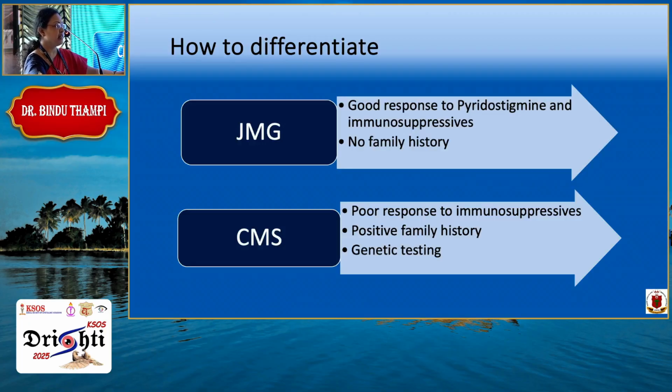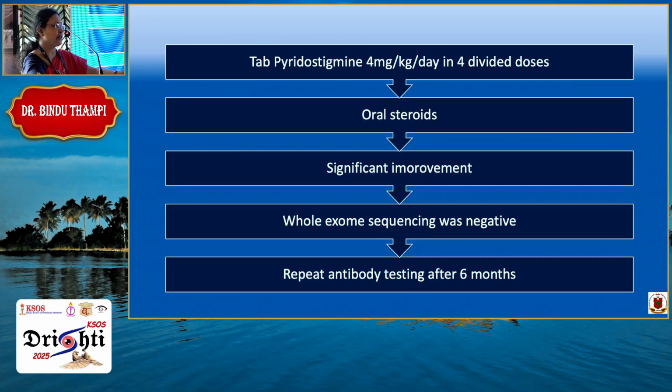So we can differentiate the two by a positive, good response to pyridostigmine and immunosuppressives in juvenile myasthenia, whereas the response will be poor in congenital myasthenia, and there will be a positive family history. So for our child, we started pyridostigmine along with oral steroids, and there was significant improvement. Later on, we did genetic testing which turned negative, and repeat antibody testing was advised after 6 months.